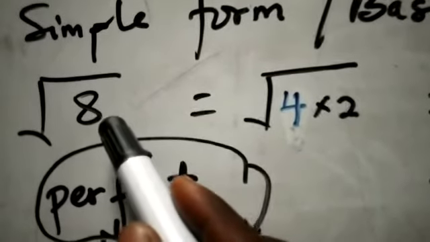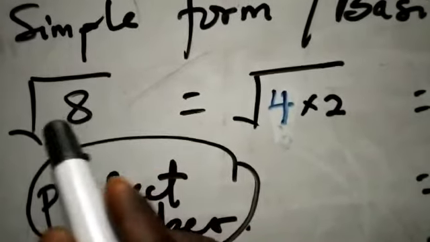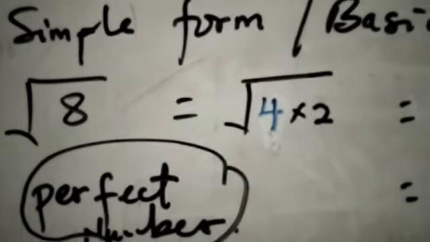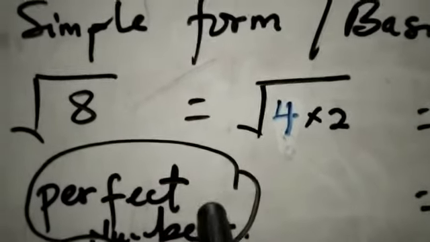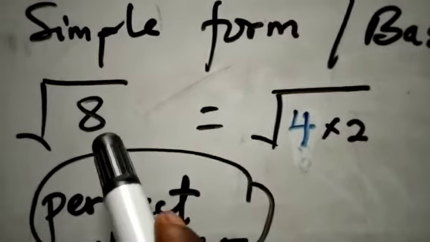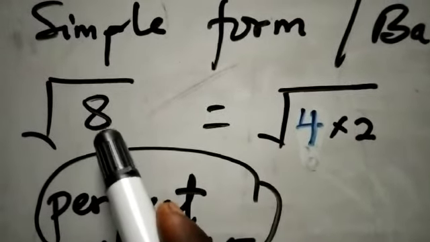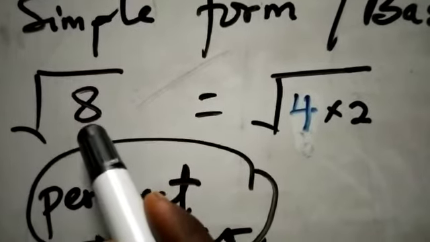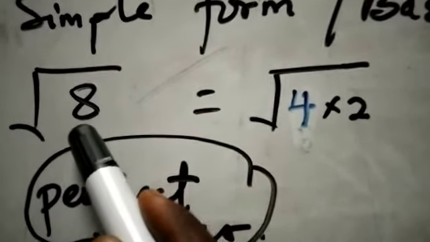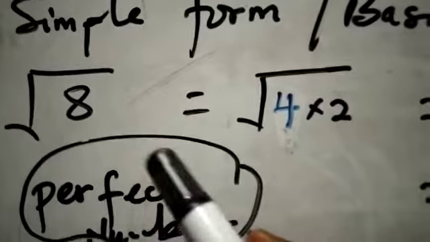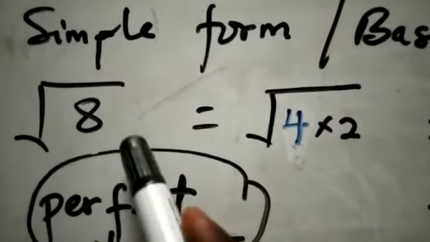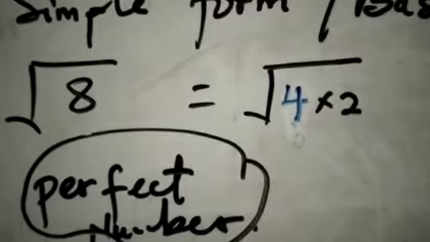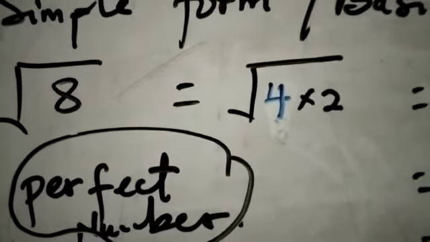A perfect number, in my definition, is a number, of course the highest number, such that when I take a square root of that number, it gives me a whole number. Does it make sense? Now let me explain that with this example. Have a look. I'm having 8 here, and I want to break this 8 down. So what I do is find a perfect number out of this. What is a perfect number? A perfect number is one where, when I take a square root of that number, it gives me a whole number. I don't have any answer left under a square root again.